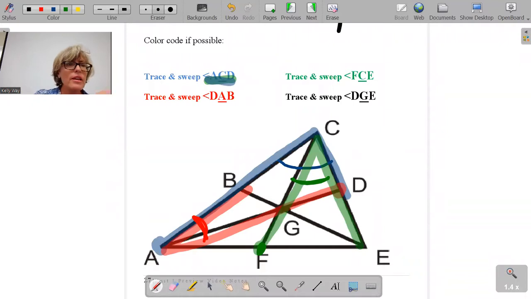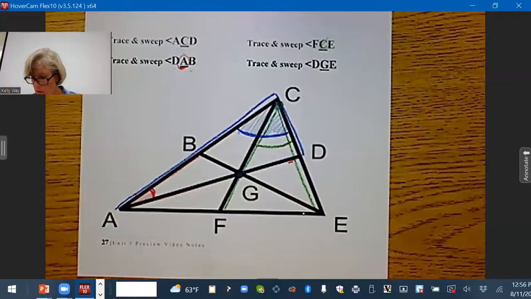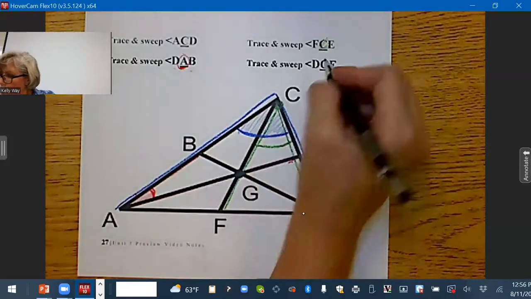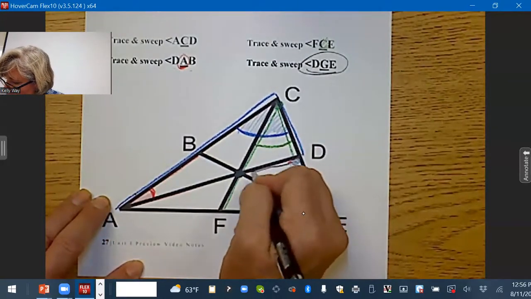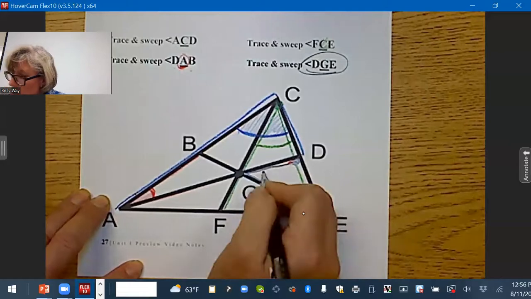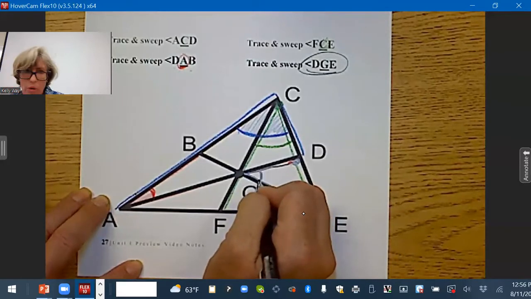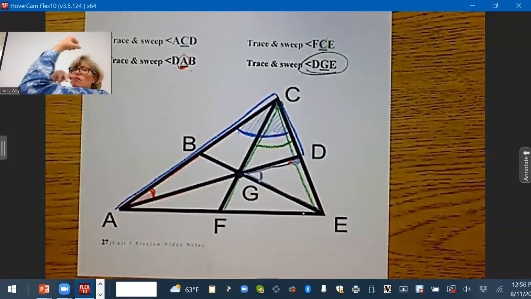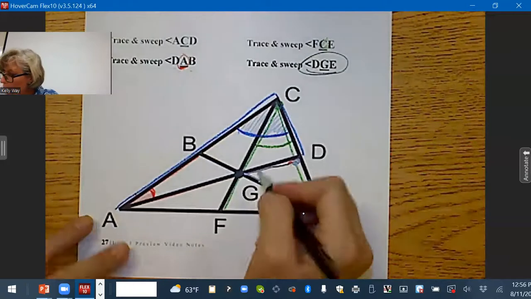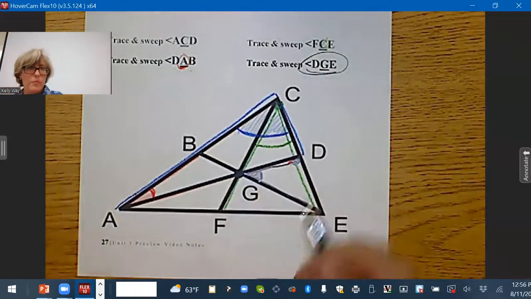D, G, E, would be this angle. You start at D, go to G, E, trace and sweep at the elbow. It'd be right there. Taking a look here, D, G, E, this angle would be like this. Starting at D, go to G, go to E, trace and sweep at the elbow. D, G, E. Shoulder, elbow, wrist. You sweep at the elbow.